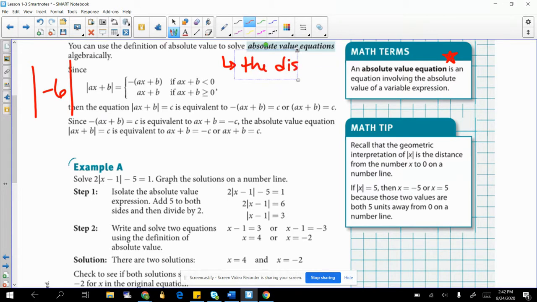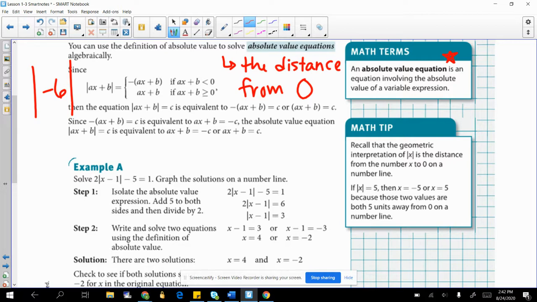So you might want to jot this down. The distance from 0. Technically meaning like on a number line, but yeah, that's all you really need to know. The distance away a number is from 0 on a number line.